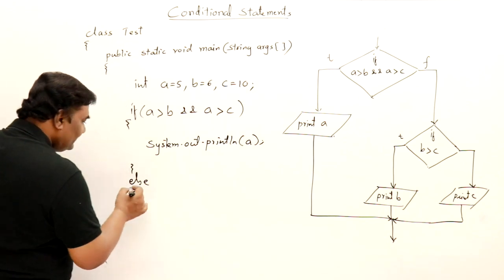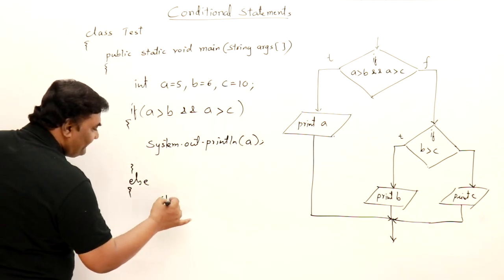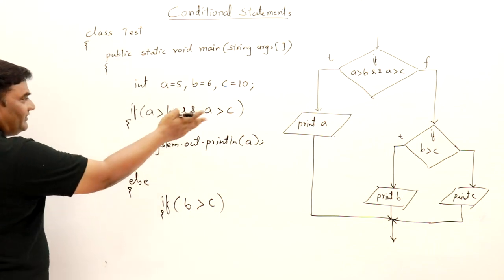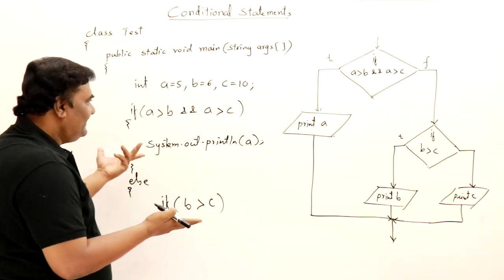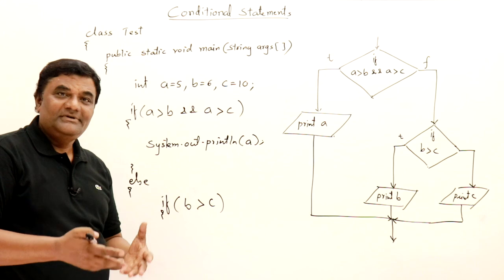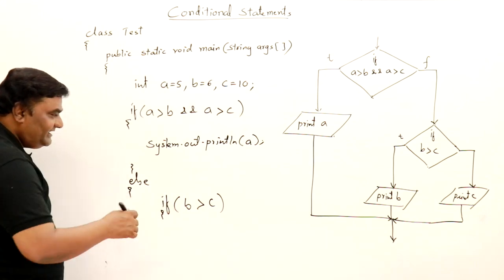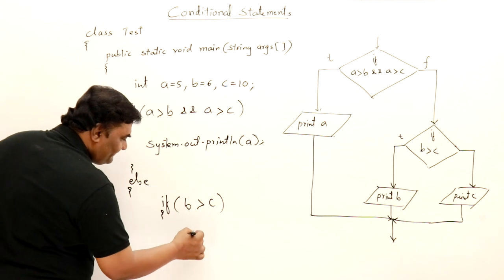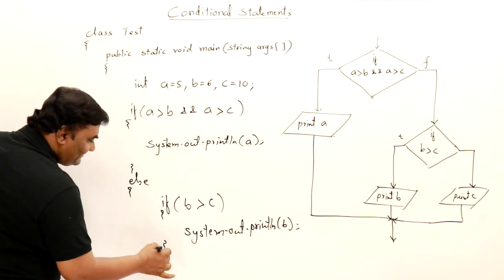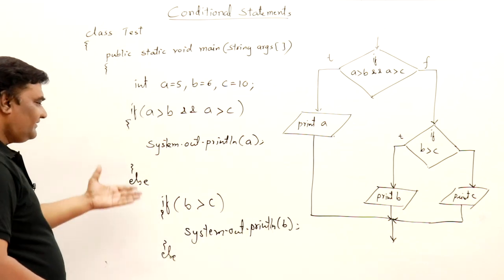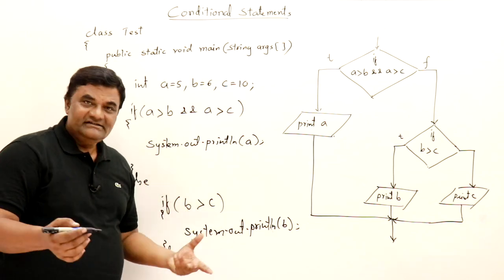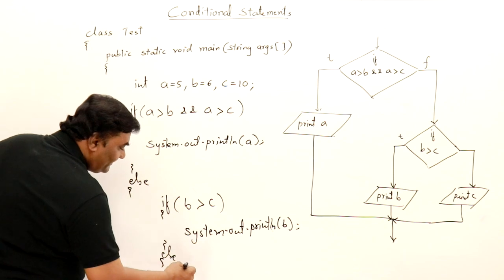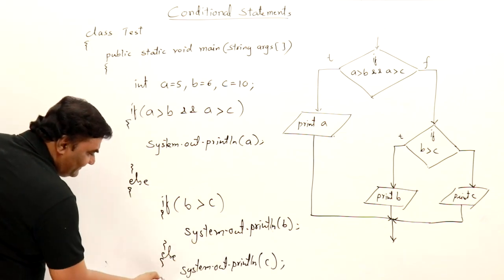So again we have a condition. Inside else, again if b is greater than c. See, if a is not greater than b and c, then a is not the greatest. Then who can be greater? Either b or c. So check whether b is greater than c. If b is greater than c, then System.out.println(b). So printing b, else. Now if a is not greater and b is not greater, definitely c is greater. So at last print c. So here I have to write System.out.println(c). So printing c, that's all.